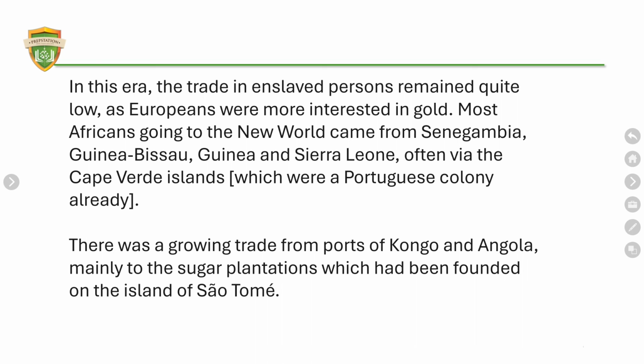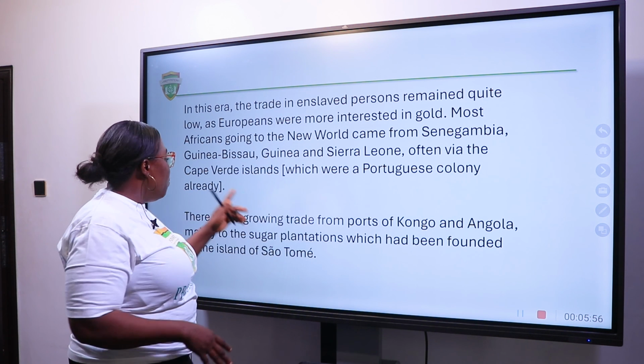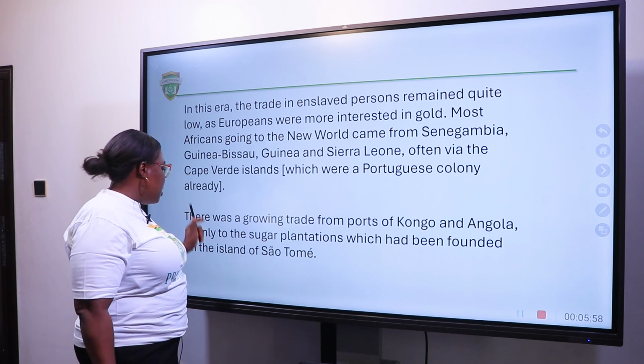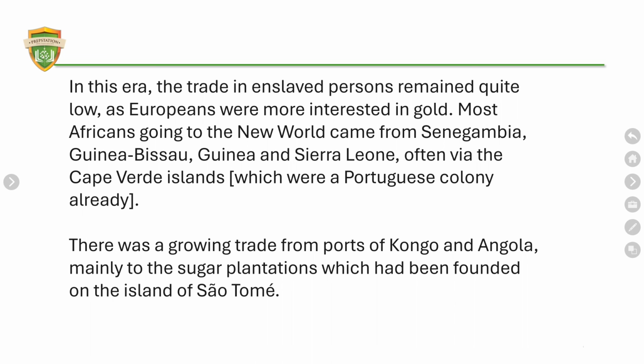Most Africans going to the New World came from Senegambia, Guinea-Bissau, Guinea, and Sierra Leone, often via the Cape Verde Islands, which were a Portuguese colony already. So they were passing through the island to go to those places. There was a growing trade from ports of Congo and Angola, mainly to the sugar plantations, which had been founded on the island of Sao Tome.